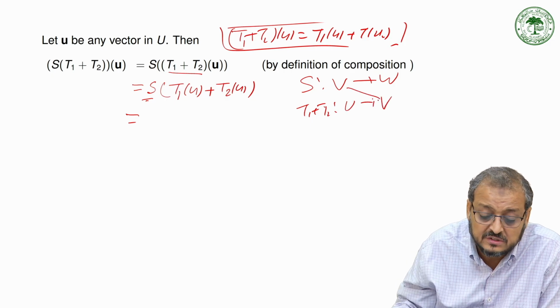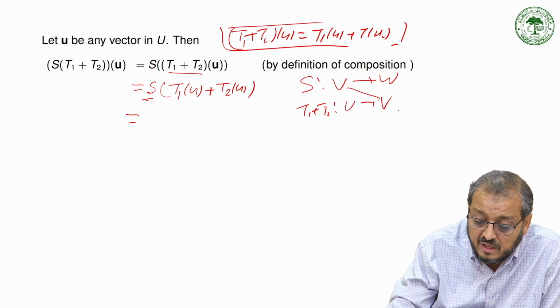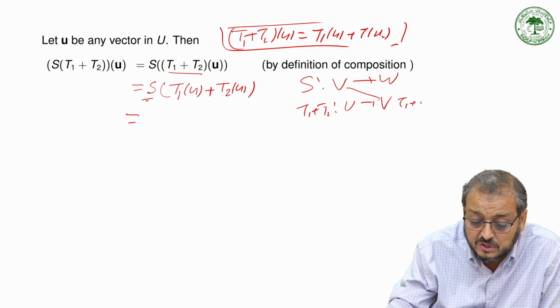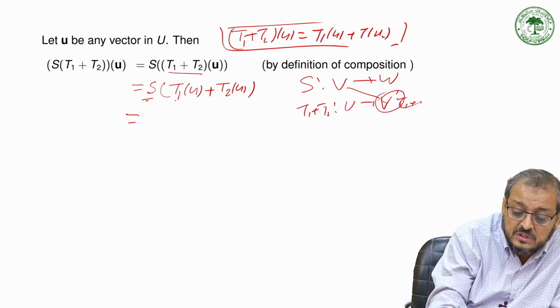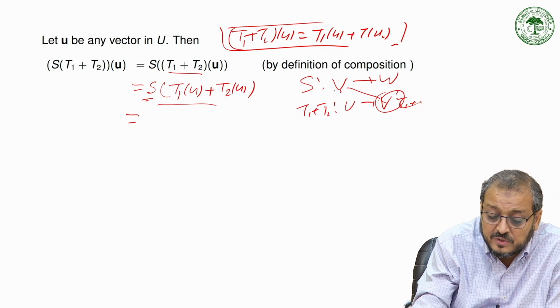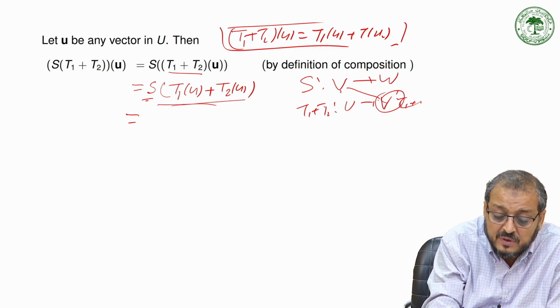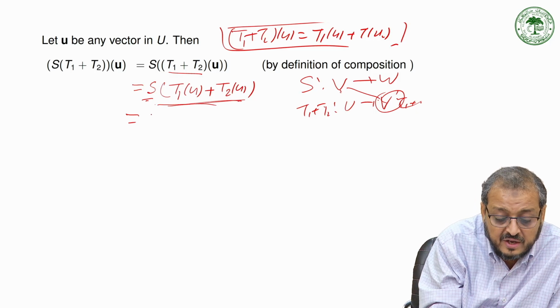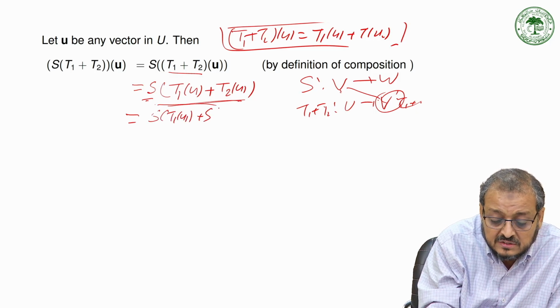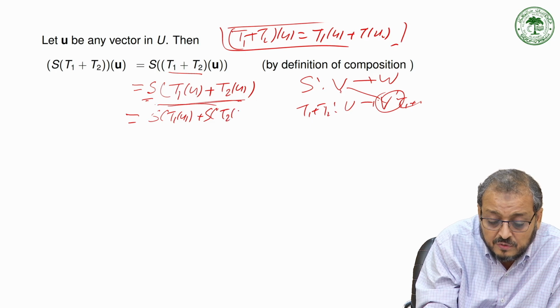So now you see clearly here an element of this, which is equal to (T1 + T2)(u), where u is an element of U, and this is an element of V, and this is an element of S. Using the fact that these are vector spaces, and using the linearity of S, this can be written as S(T1(u)) + S(T2(u)).